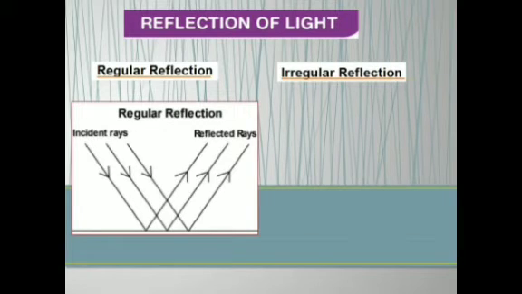Now see the picture. In this picture it shows the smooth surface. आप surface देख सकते हैं कि smooth surface है, right? जब incident ray, जब light hit करते हैं तो वो ray क्या कहलाती है? Incident ray.